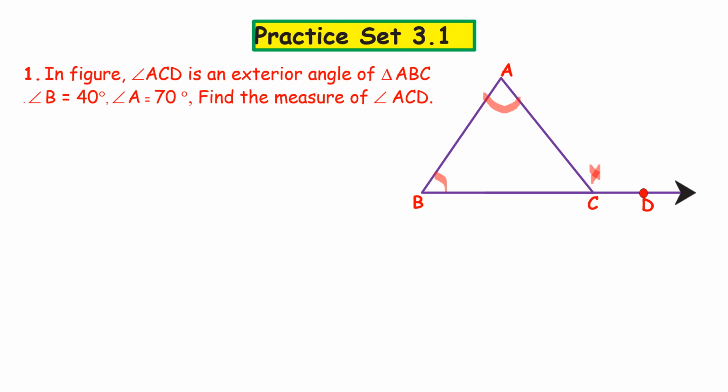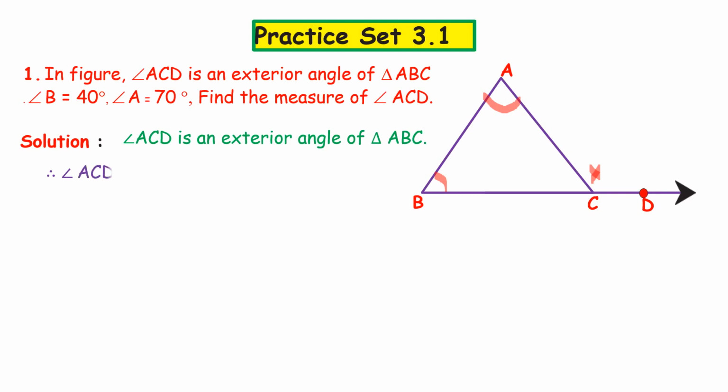Remote interior angles theorem. So write down the solution. Angle ACD is an exterior angle of triangle ABC. Therefore, angle ACD is equal to angle A plus angle B. Write down the reason: theorem of remote interior angles.